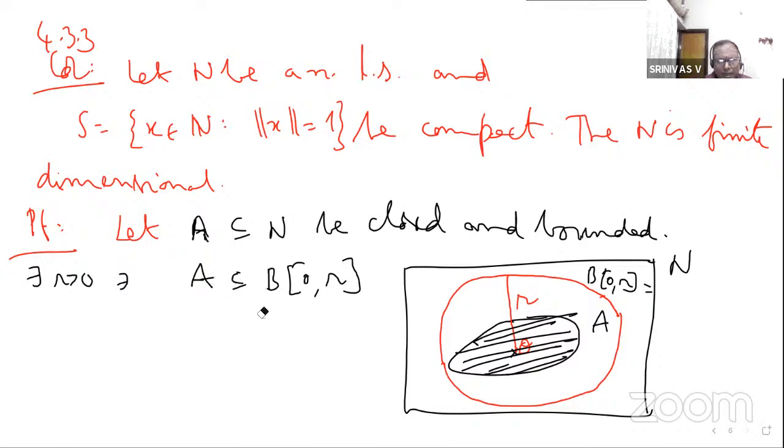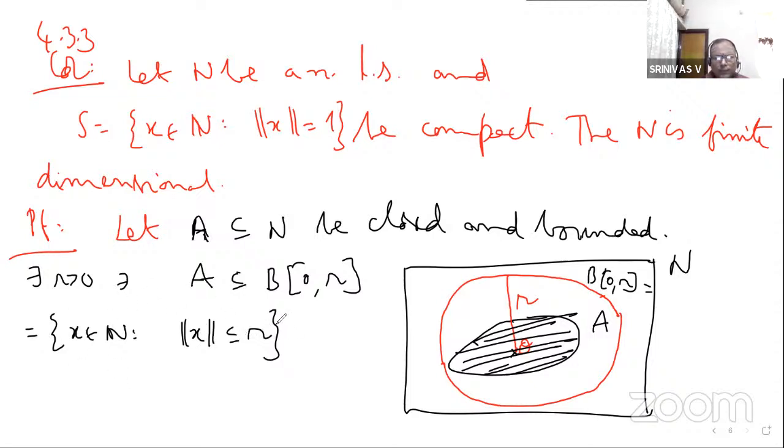Now, this is a closed linear sphere B(0, r). How can we write this? B(0, r) is equal to the set of x belonging to N such that norm x is less than or equal to r. By B(0, r), we mean this. You have to take less than or equal to. This is a closed set, and it is bounded also. A closed sphere is bounded.